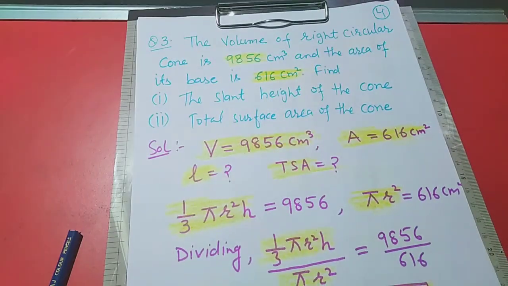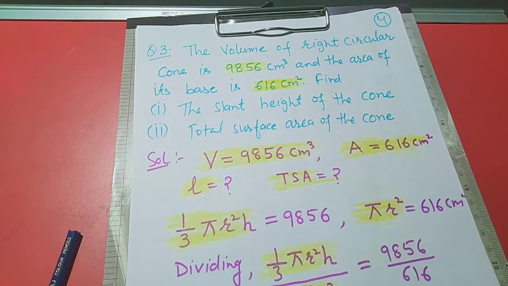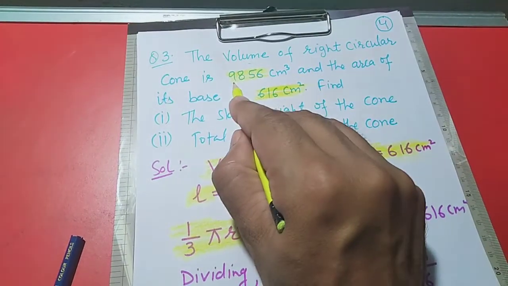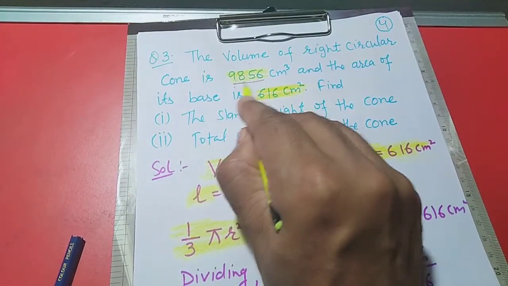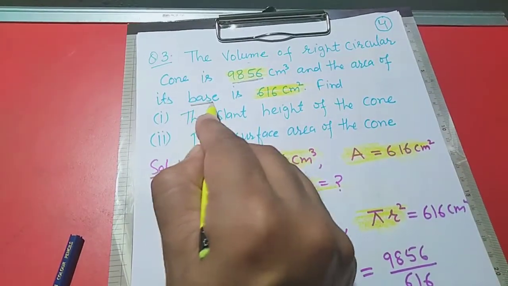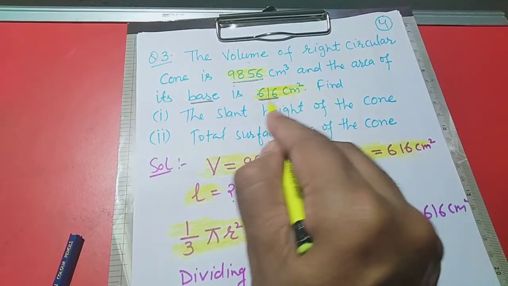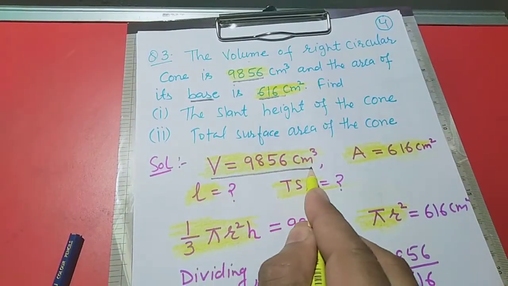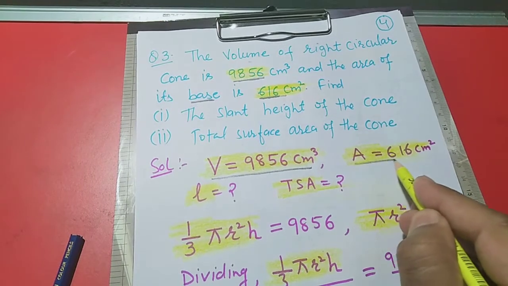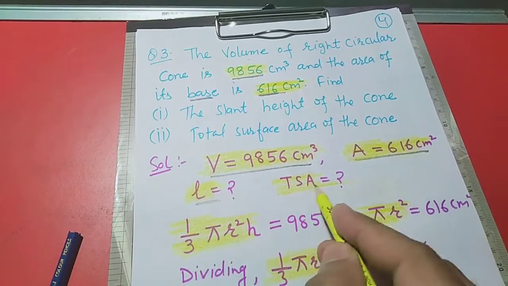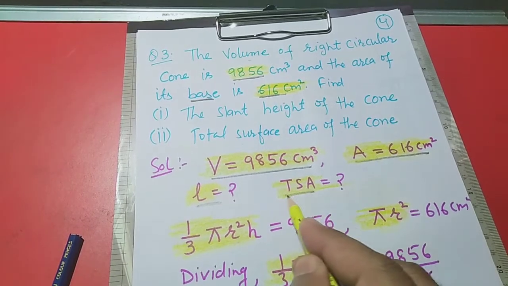Now come to question number 3. It is a little big question. In this question, the volume of a right circular cone is given, and the area of the base is 616 centimeter square. So we have noted down that the volume is given to us, and this is the area of the base. Now we have to tell what is the slant height and what is the total surface area.